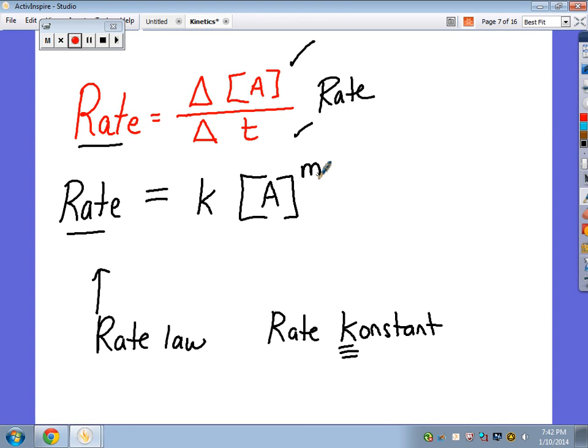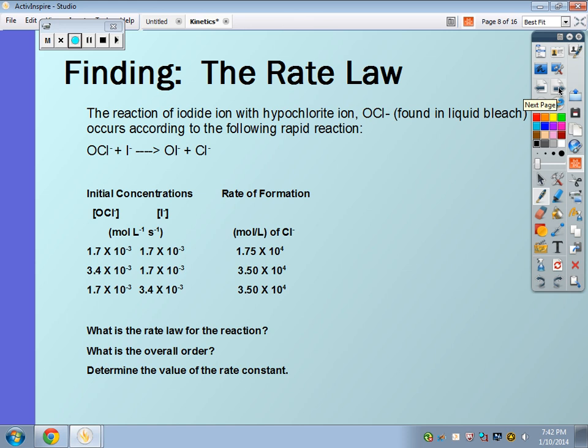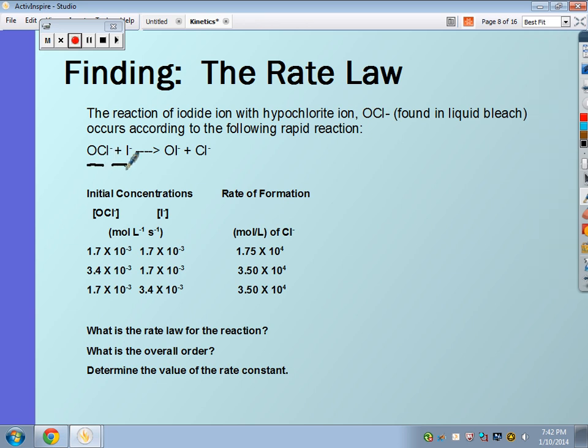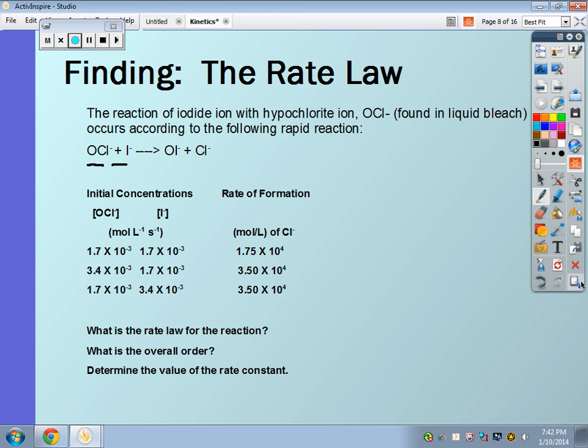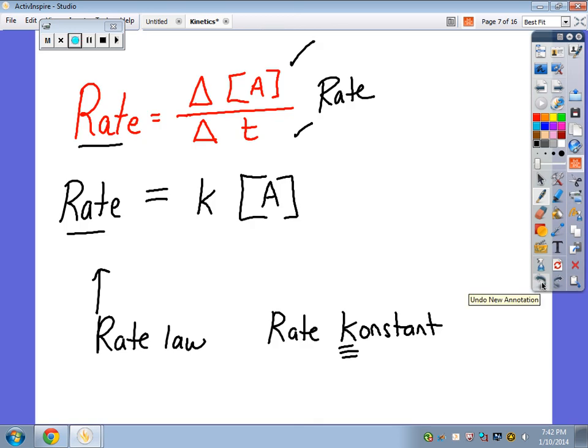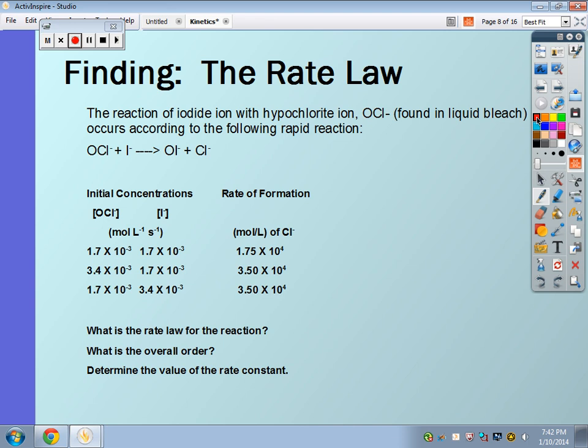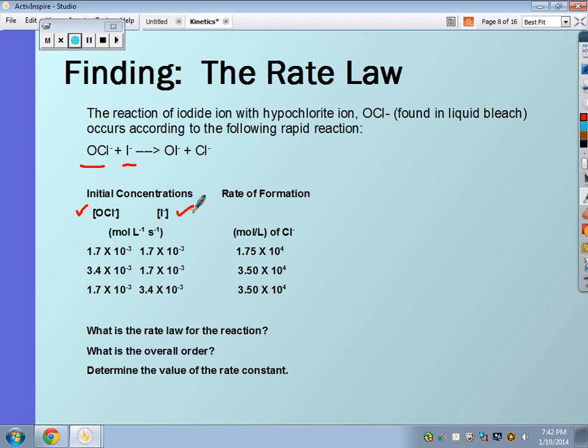Let's go ahead and learn how to do rate law problems, and you can see what they look like. They're completely different than finding the rate. For rate law, you have a completely different chart. You still have a balanced equation, and in this case you have two reactants, the OCl minus ion and the iodine ion, here they are, right here. Here's your molarity per liter per second. Those are the concentrations.